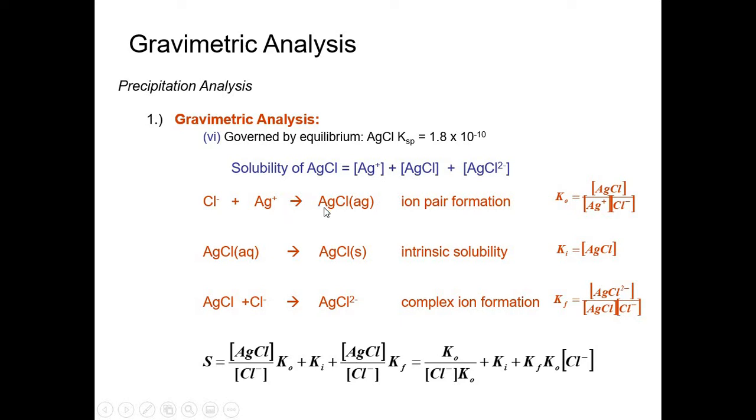Because first, you will have silver ion and chloride ion that will form AgCl aqueous, right? And the equilibrium constant for that is this one. Then the AgCl aqueous forms AgCl solid. That's the intrinsic solubility. So the Ki, it's AgCl. So that's the intrinsic solubility. And then you have the complex ion formation. You have AgCl that binds with excess chloride. You have AgCl2 minus. Okay?